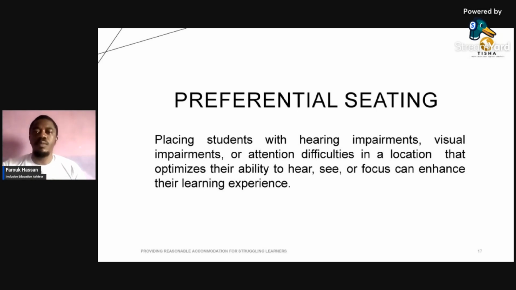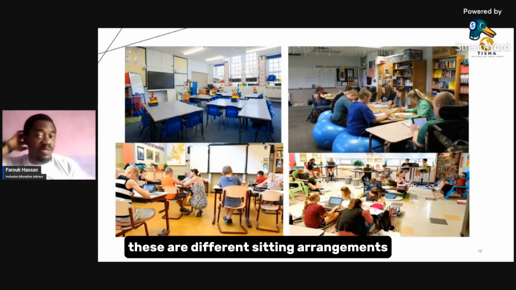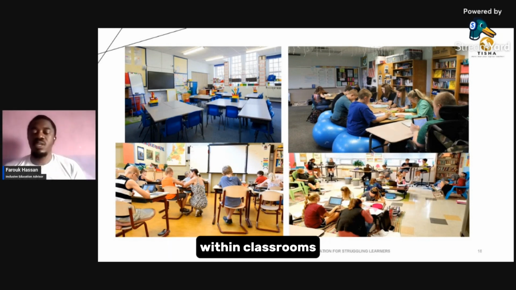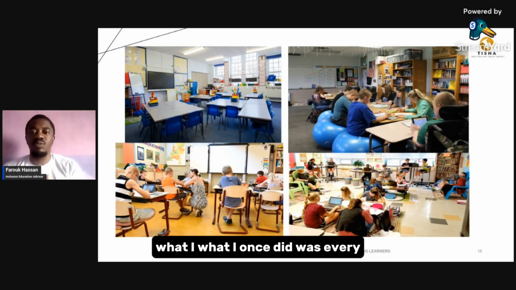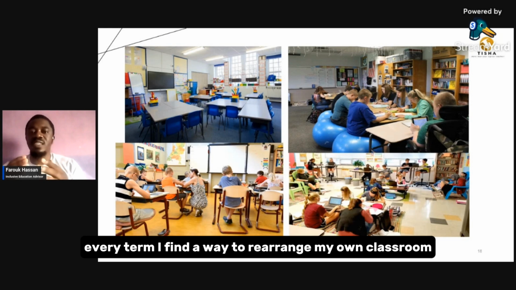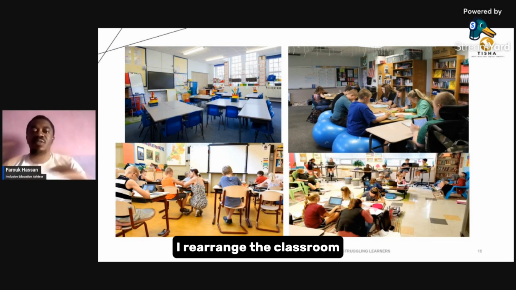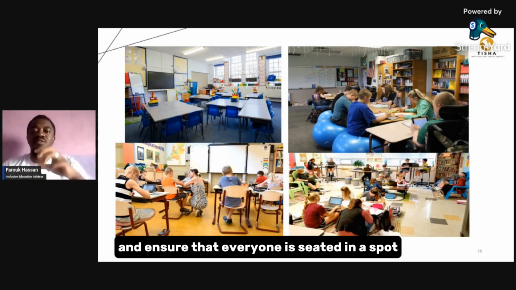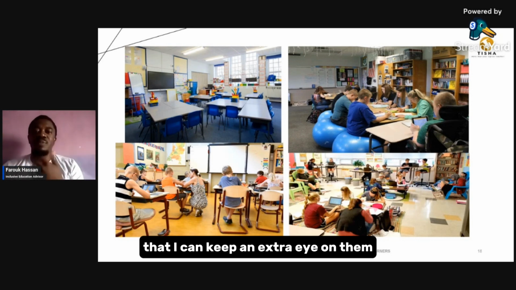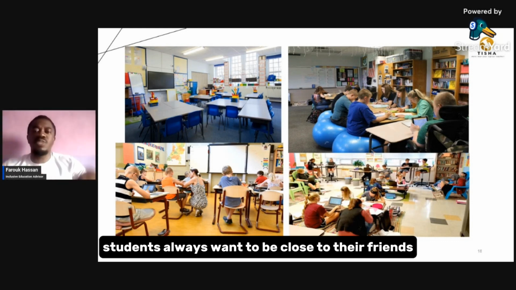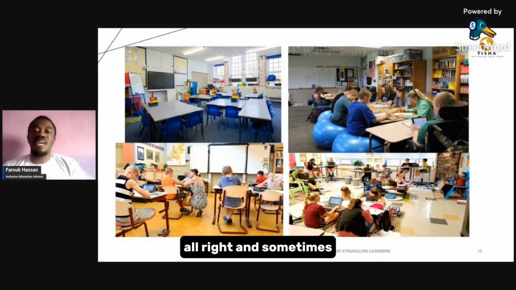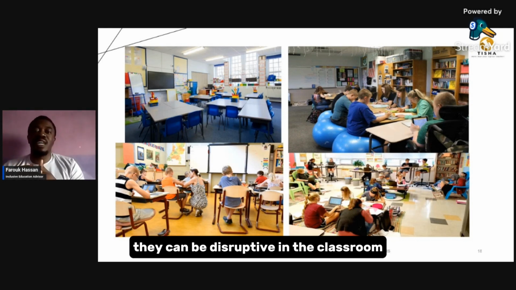Good. The next type, okay, these are different seating arrangements within classrooms. It depends on how you want to make it flexible. What I once did was every term, I find a way to rearrange my own classroom while I'm working with a student. I rearrange the classroom and ensure that everyone is seated in a spot where I can keep an extra eye on them. Then those students with disabilities or those students that need additional support, I keep them closer with me. Now, students always want to be close to their friends, all right? And sometimes while they're close to their friends, they can be disruptive in the classroom.